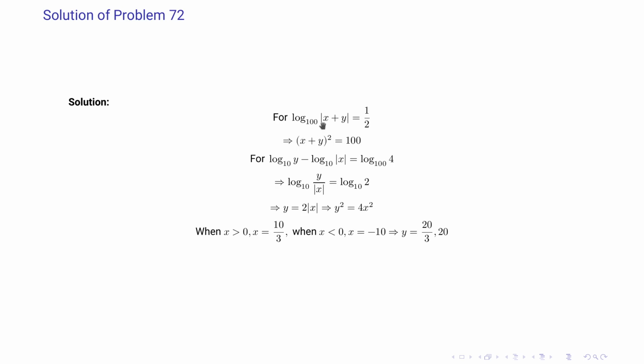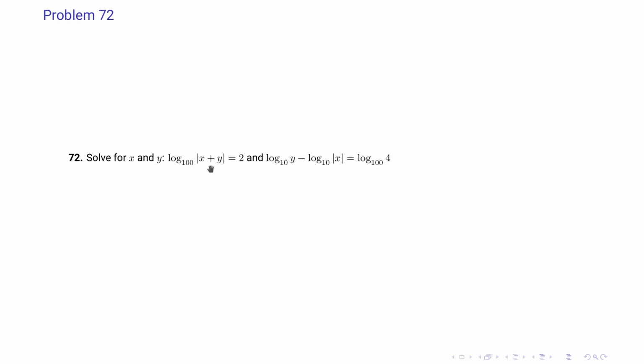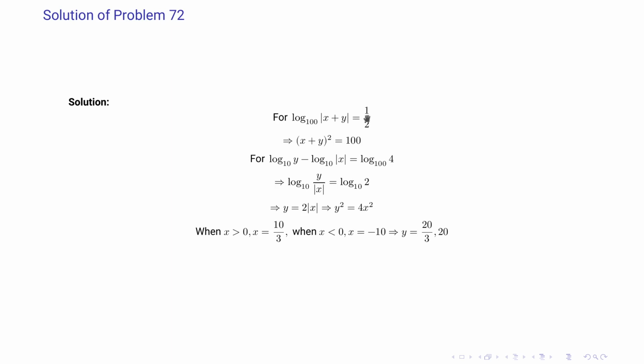So we get x plus y mod of xy. Hang on, let me see this. So this should be half. If this is half, this is okay. So if this is half, mod of x plus y will be equal to square root of 100, that is 10. So x plus y whole square is equal to 100.